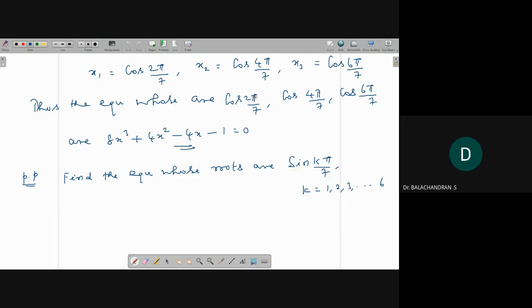How will you get it? x minus cos 2 pi by 7 into x minus cos 4 pi by 7 into x minus cos 6 pi by 7. Why are you going to do it like this? I got it now. There is no need to do it. The problem is okay. Otherwise, you do it and then send to me. I will check your method. If you have any other method, please do it, take a photo and send to me, and then you can discuss with me.